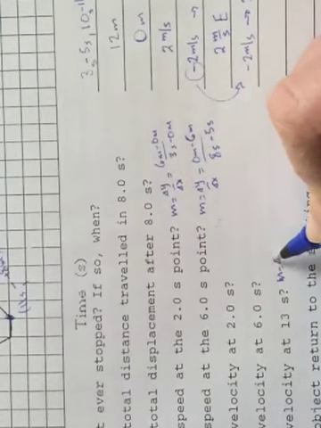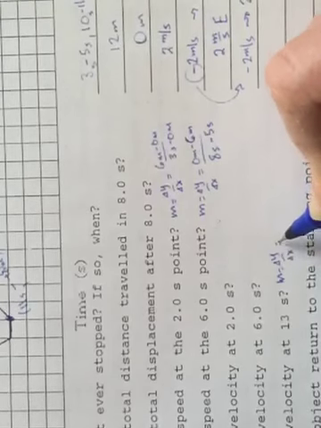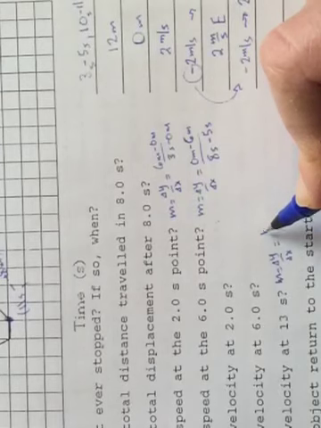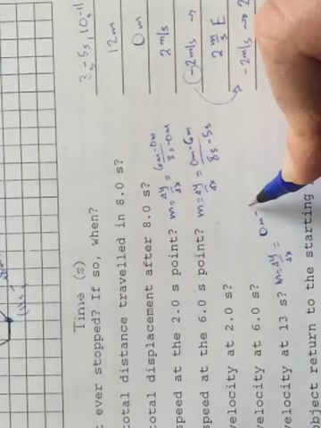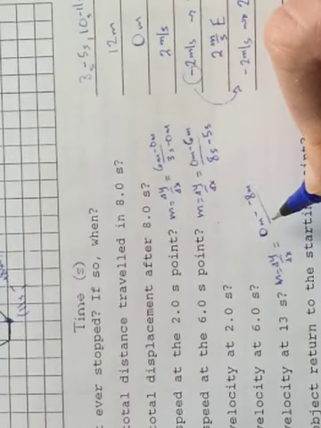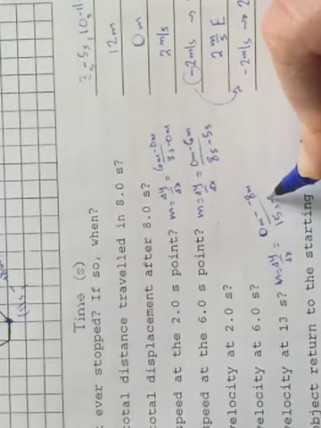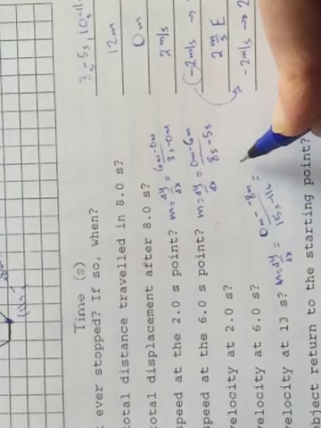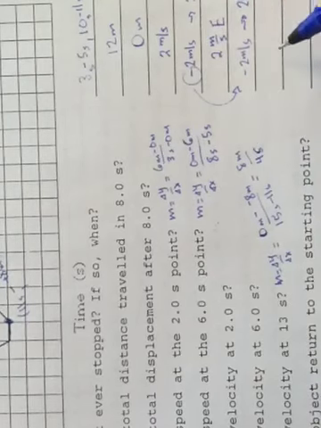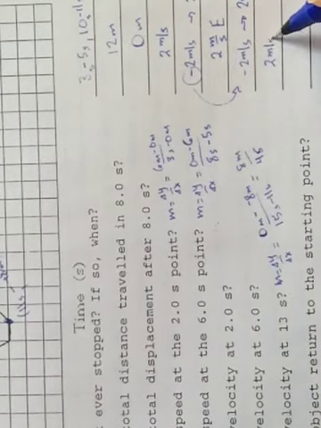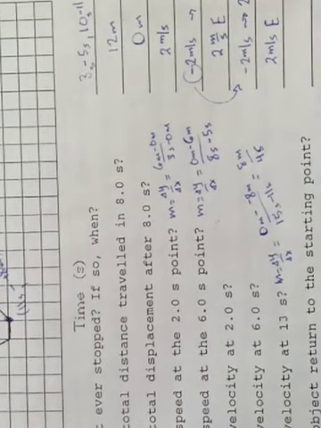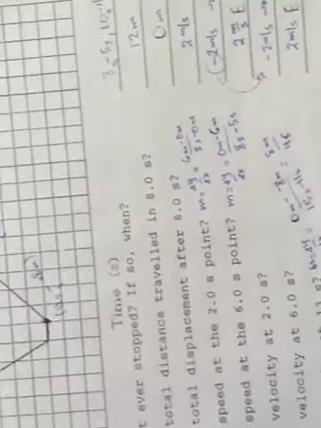So m is equal again to change in y over change in x. So if we start with our 0 meters minus negative 8 meters, and then that'll be over 15 seconds minus 11 seconds. So we get positive 8 on the top, we get positive 4 on the bottom, and so it's positive 2 meters per second. It's asking for a velocity. Positive means east.